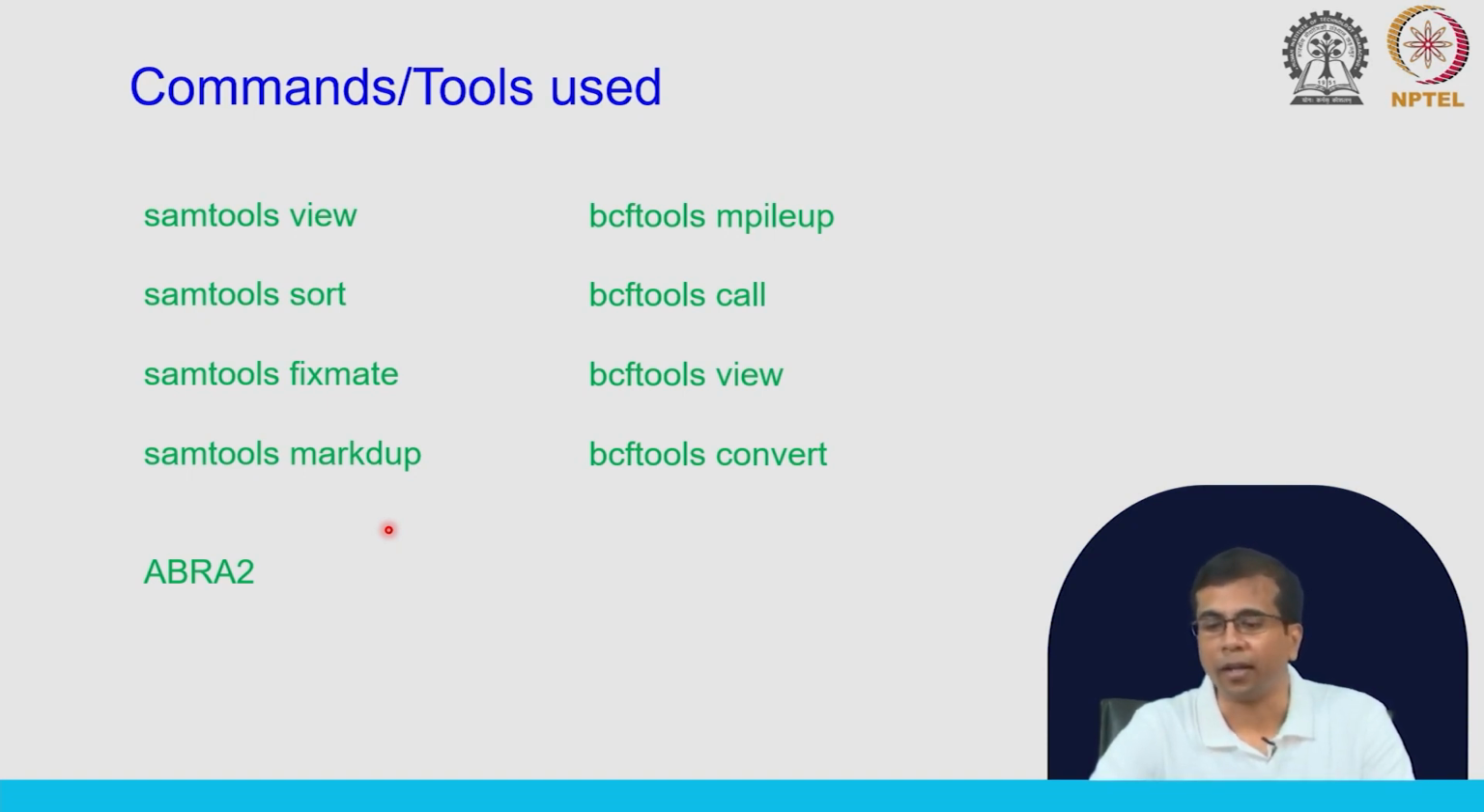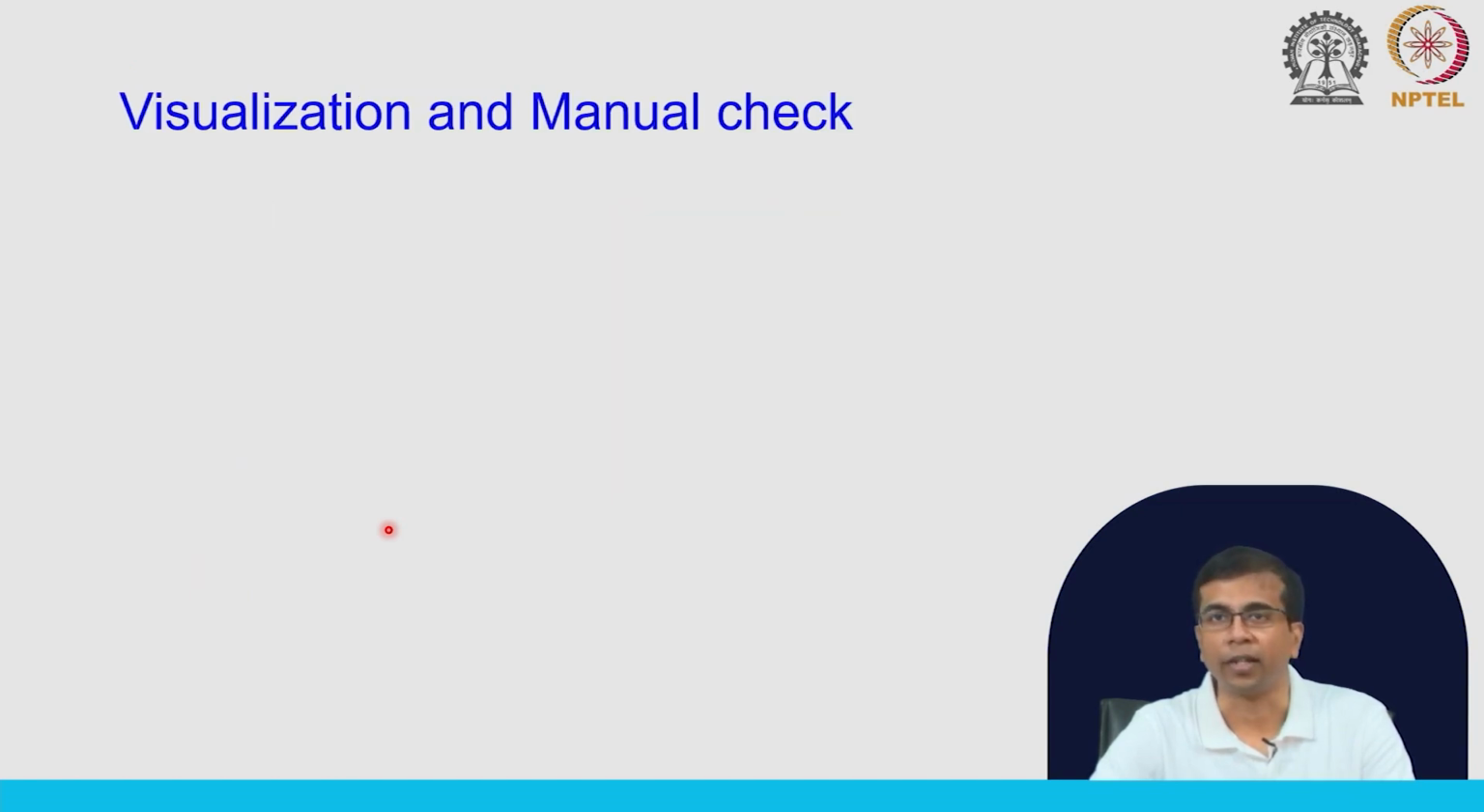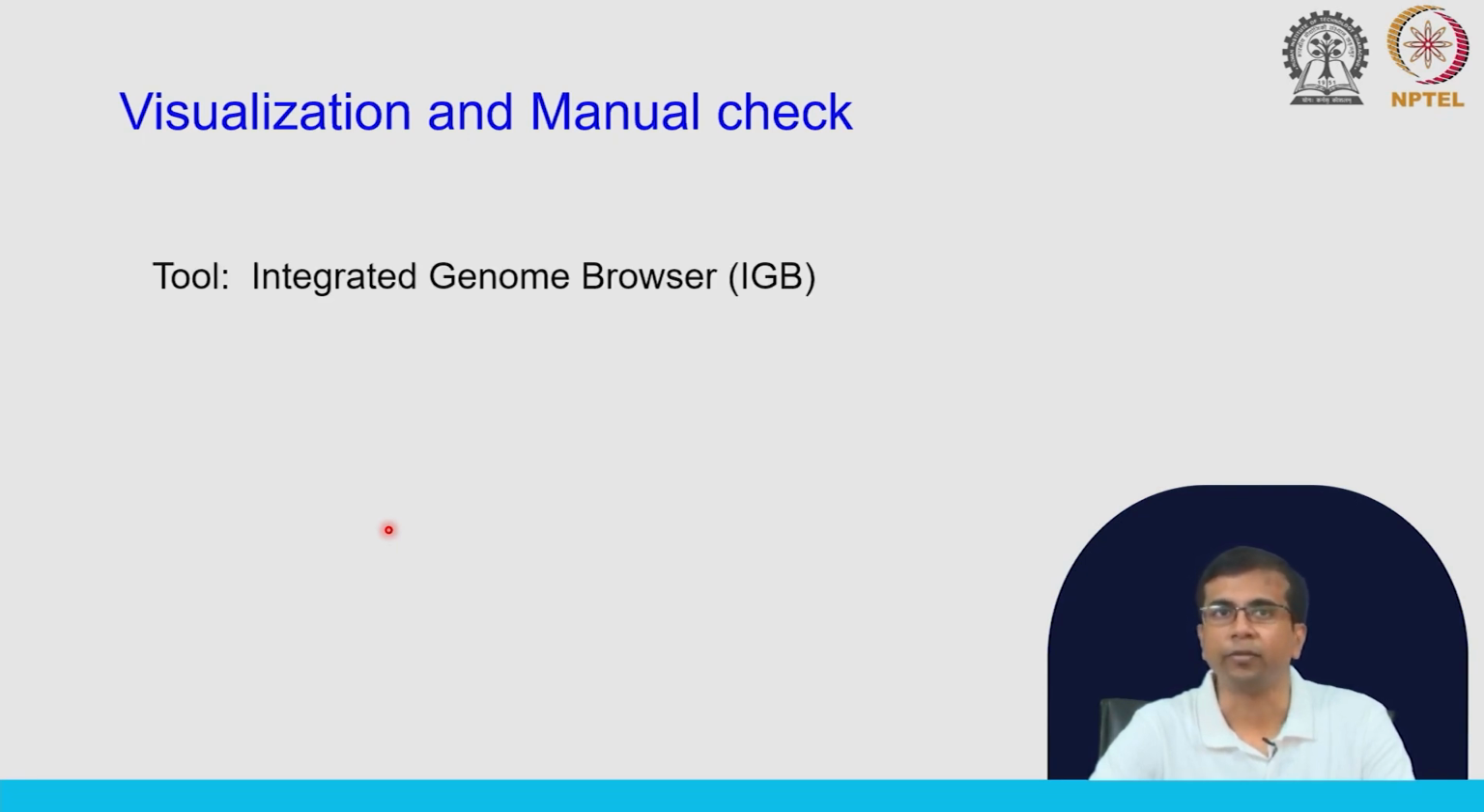So, what is remaining now is actually looking at the data and also doing a visualization and a manual check, right, whether the variants that are called are correct or not. So, for that we will use this tool called Integrated Genome Browser or IGB. It is a free tool you can download and install in your system, and you can load these results and visualize them.